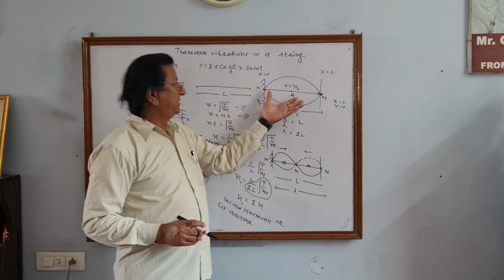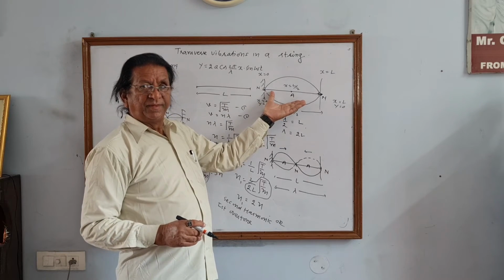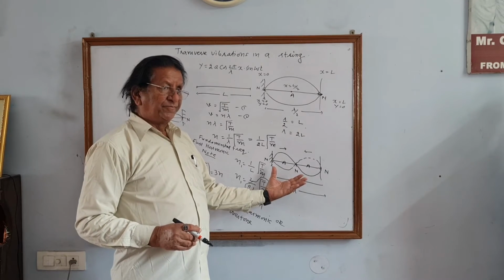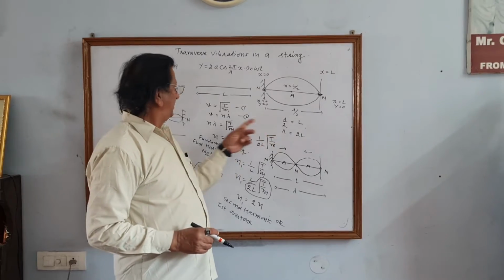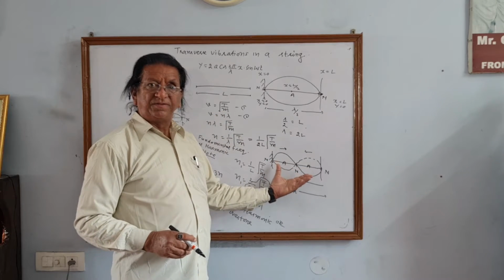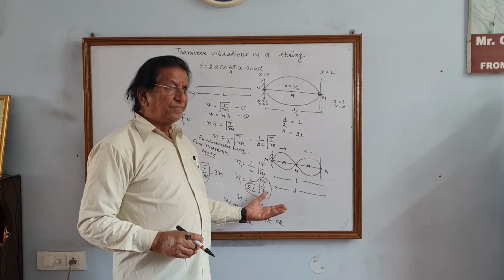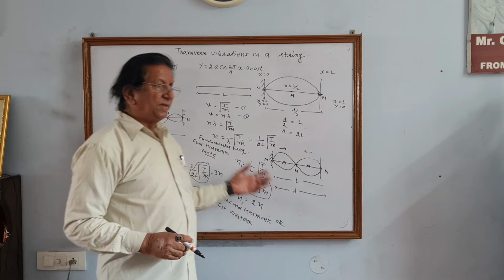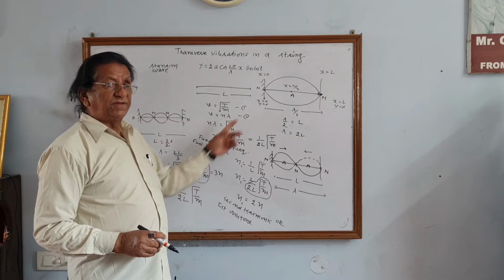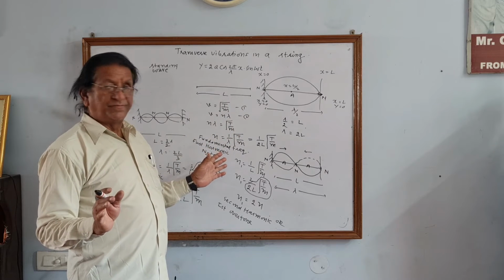String is made to vibrate in one segment. Okay, same string, same length, same tension, same material, mass per unit length, but it's made to vibrate in 2 segments. Frequency becomes double than the fundamental. ये lowest है, इससे कम फ्रीक्वेंसी से आप स्ट्रिंग को वाइब्रेट नहीं कर पाएंगे.